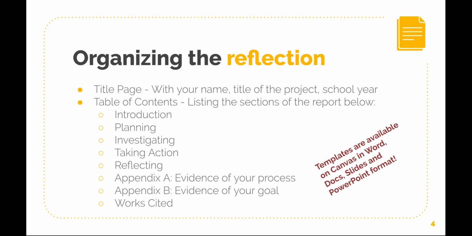So the reflection contains a variety of pieces. There are templates for how to format this, both on Canvas and on the personal project website. We'll discuss how to access those later. You should begin with a title page or title slide, and then a table of contents outlining the different areas of your reflection.